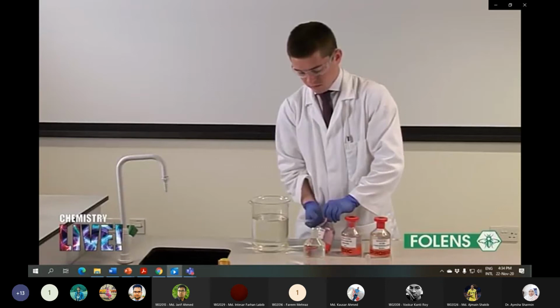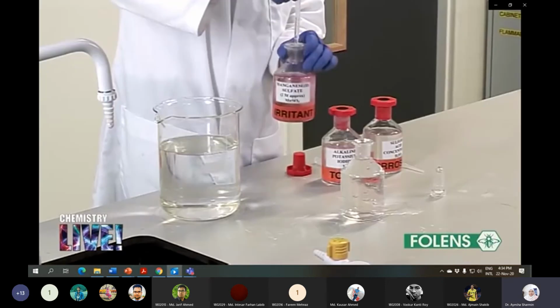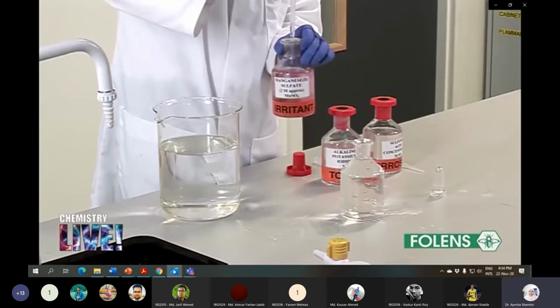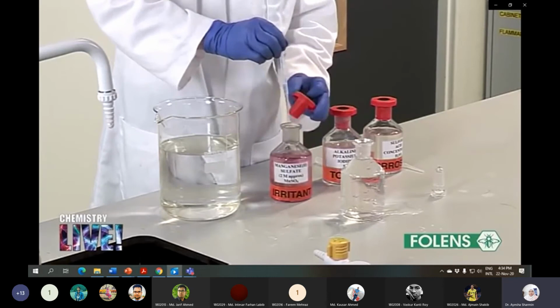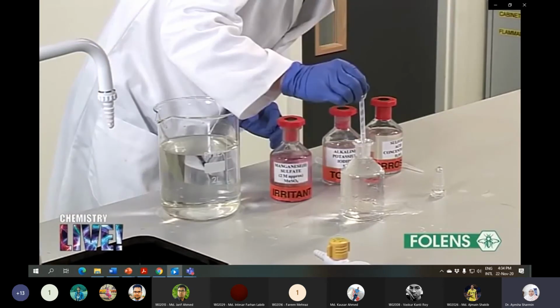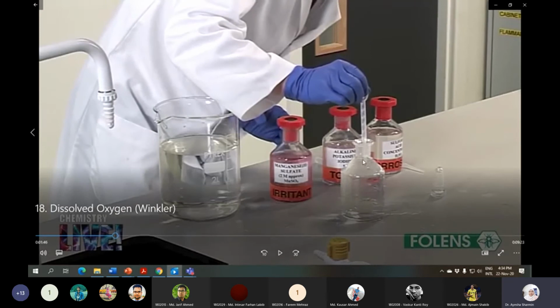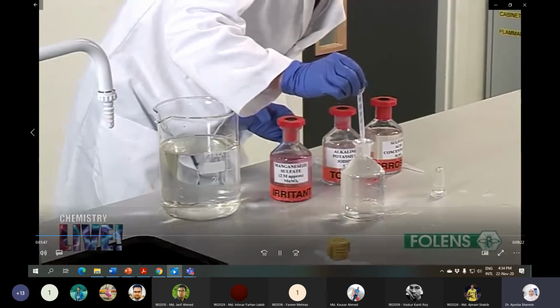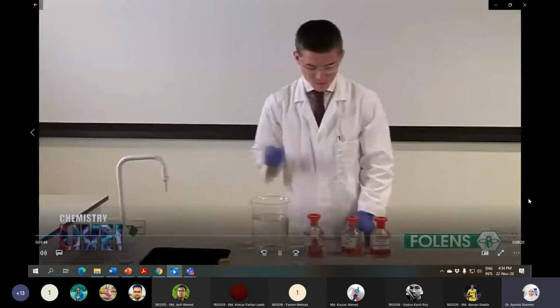So now you are going to add 1 ml or 1 cc of manganese sulfate solution, and it's colorless, you can see pink color.